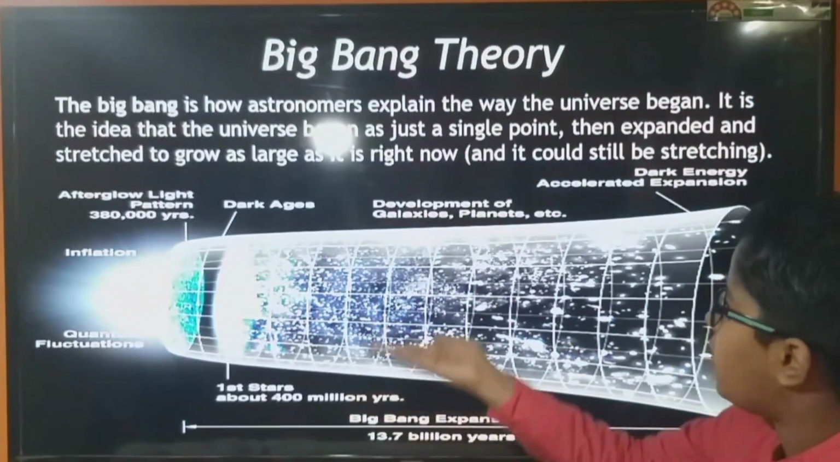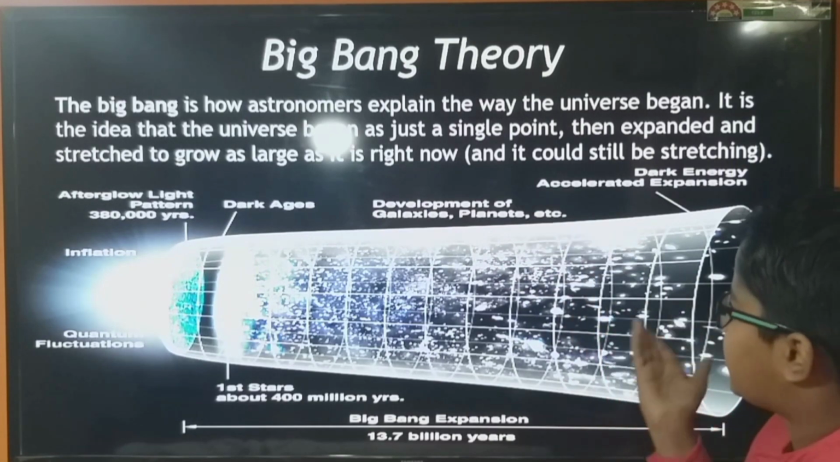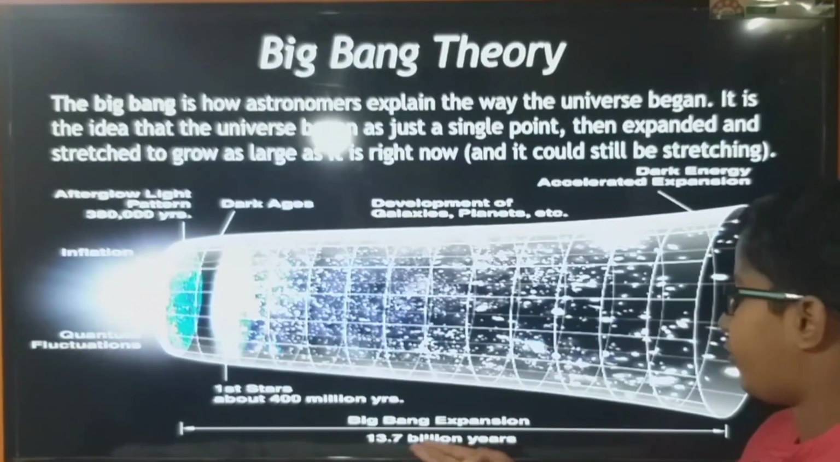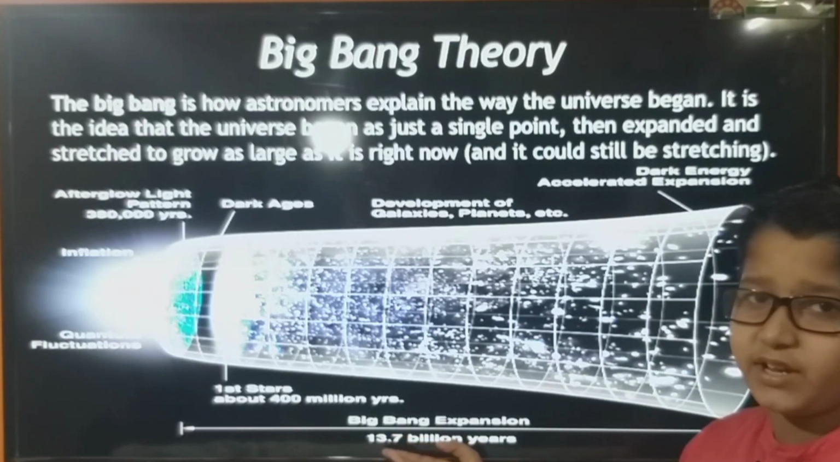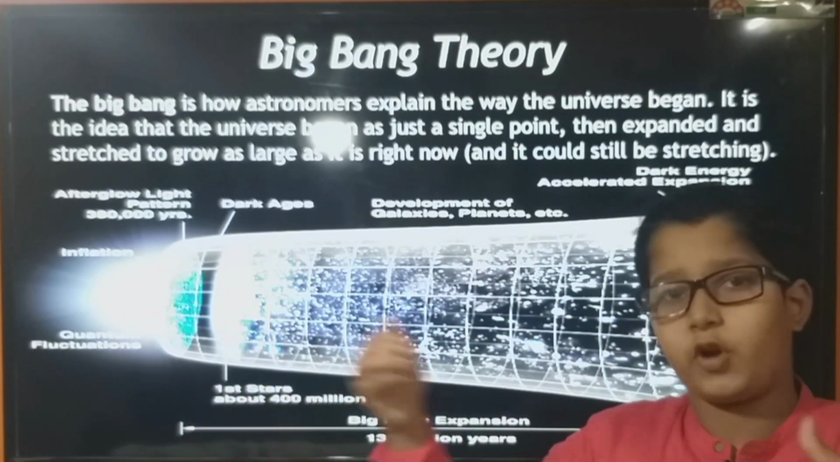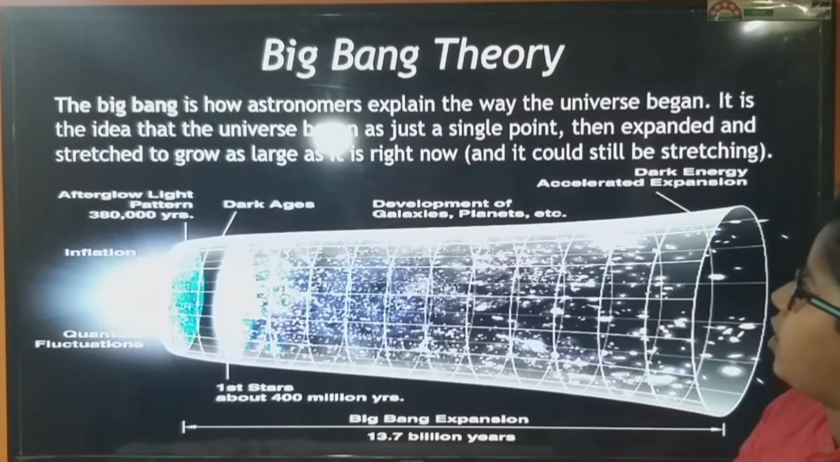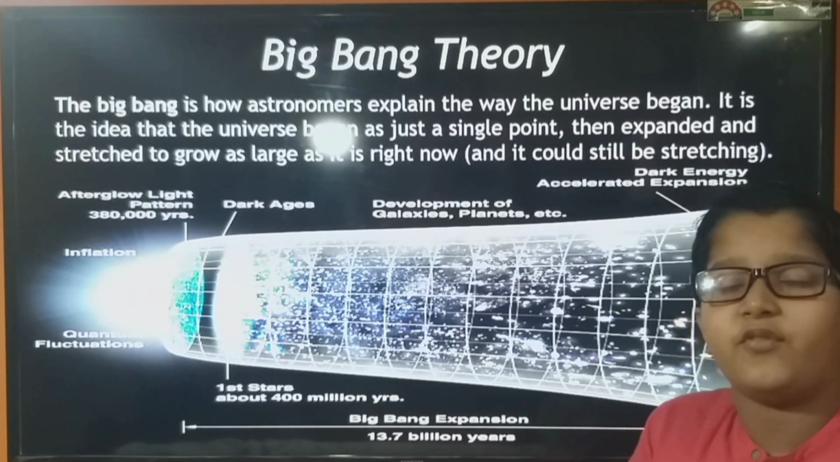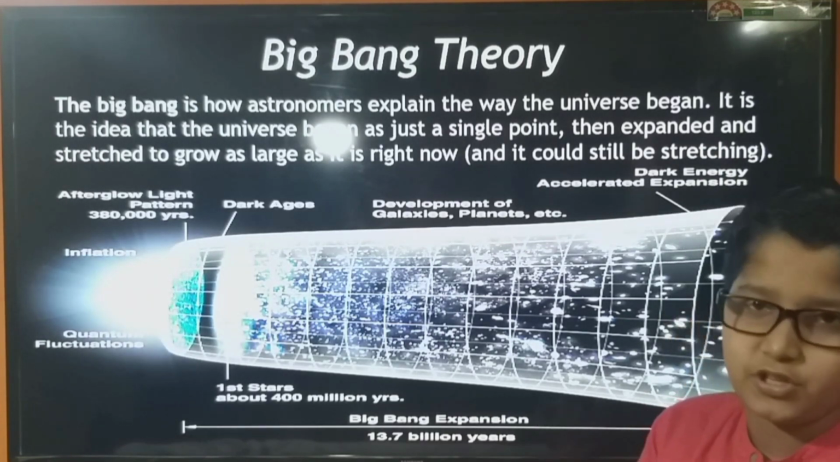Then you can see how galaxies and planets developed as the universe expanded and cooled down. It happened 13.7 billion years before today. As we know, the Big Bang theory is an expected theory, and we don't have much proof about it.